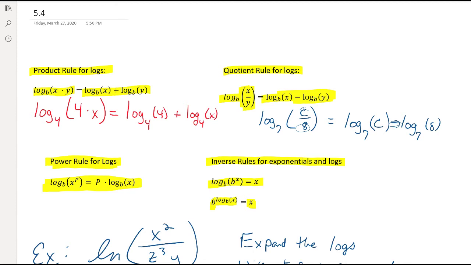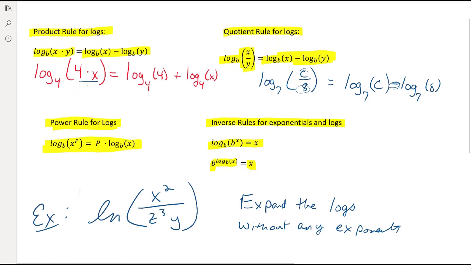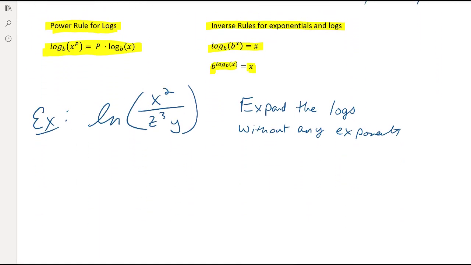Come back to the first example with the product rule. Notice how the 4 and the x, they're both considered to be in the numerator because they're understood to be over 1. So that's why both of these ended up with positive coefficients. So that's the trick with these, okay? So anytime you have a value in the denominator and you want to expand these logs, that just means it's going to have a negative coefficient because it's in the bottom.